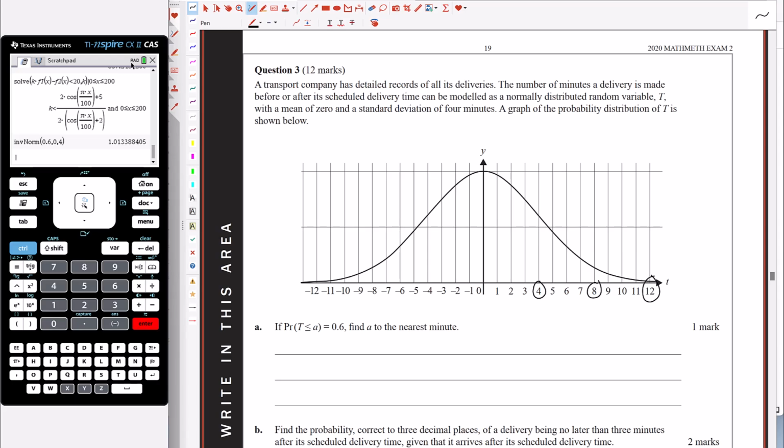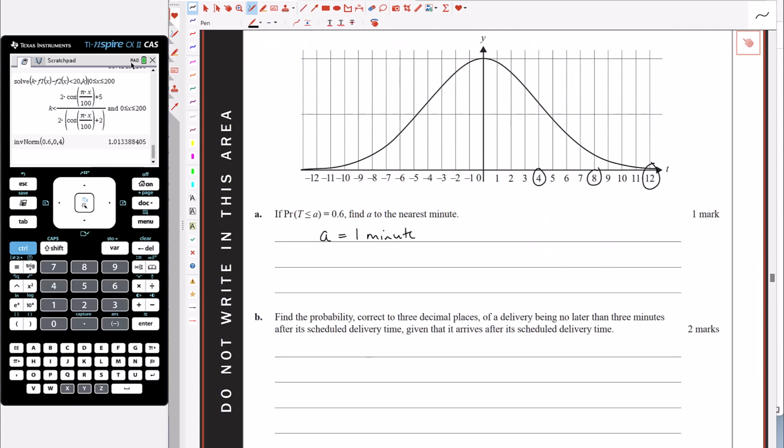I'm pretty sure that matches the answer in the solutions. Just let me pause and check. Yes, so the examiner's report confirms standard deviation of 4 minutes. Phew. Okay, it does say. Sorry. Read the question. Sorry, I had a little break and my brain's not in the zone. So a standard deviation of 4 minutes, mean of 0, so we've put all that in, and so we've got a is 1 minute, correct to the nearest minute.